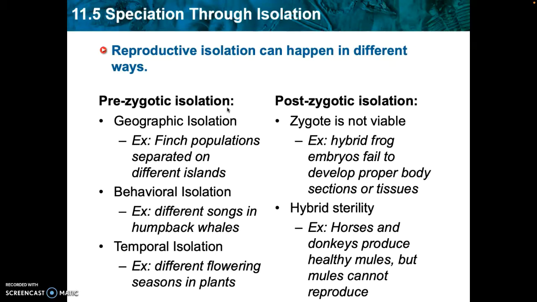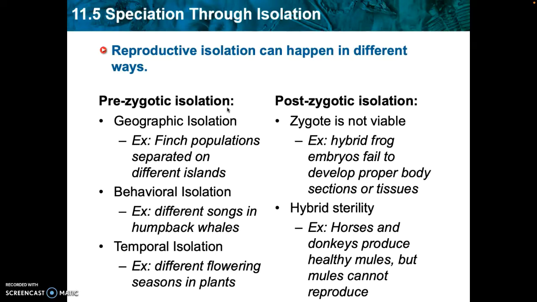Our post-zygotic isolation would be if there is a mating attempt and you do produce a zygote. For some reason, that zygote may not be viable. That's our first example, meaning that the zygote doesn't really develop. It can't live. Frog populations do this because they have external fertilization. So if the sperm from the wrong species tries to fertilize an egg, then that egg, as it's developing, is going to fail to develop the proper body tissues.